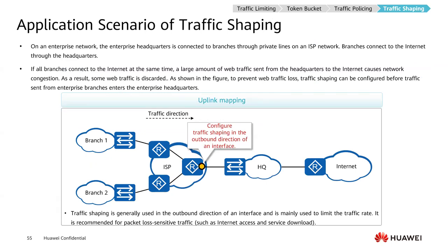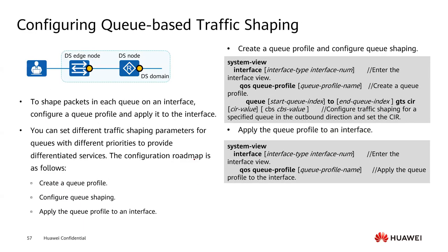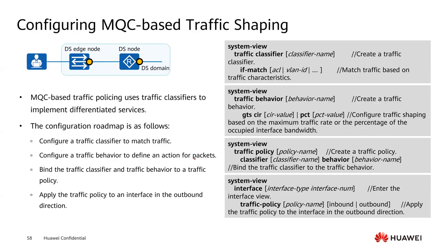So traffic shaping can only be deployed in the outbound direction. This is a limitation of the devices, because most of the time the congestion happens when the packet goes out. So traffic shaping can only be deployed in the outbound direction of the interface. About configuration, we just pass.